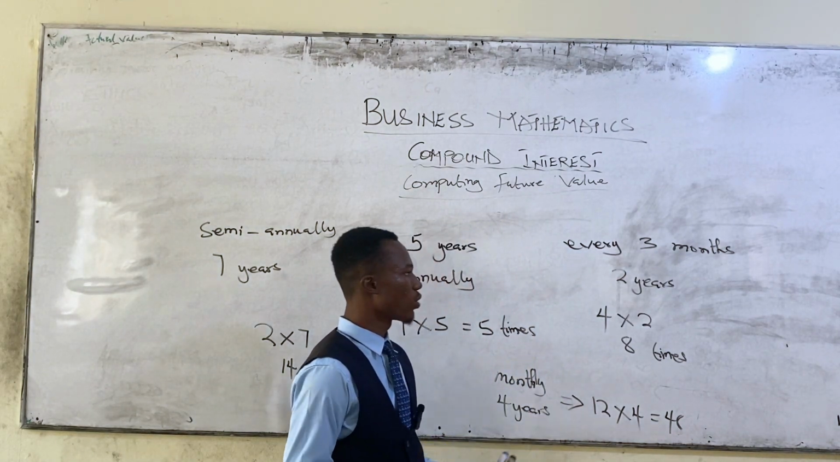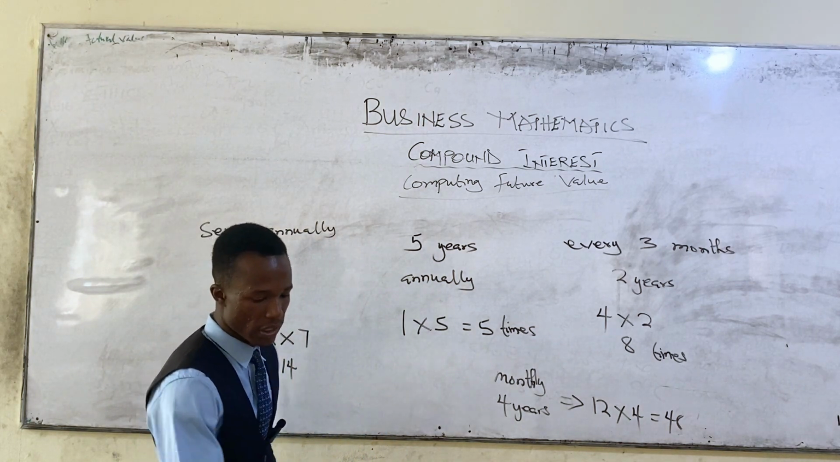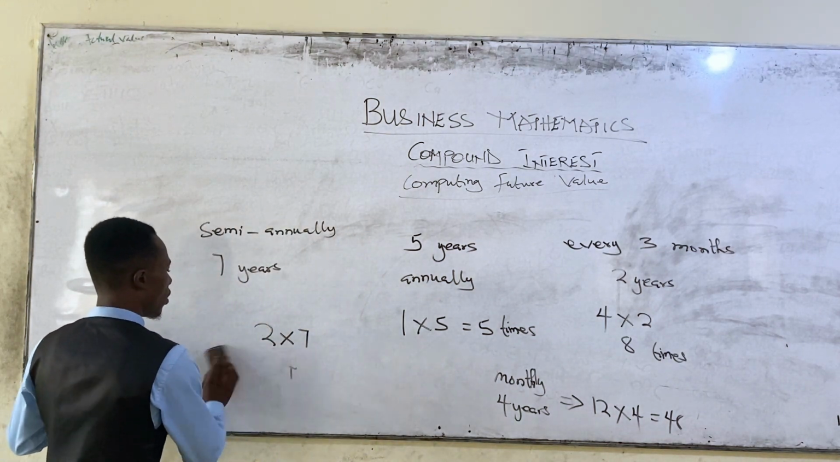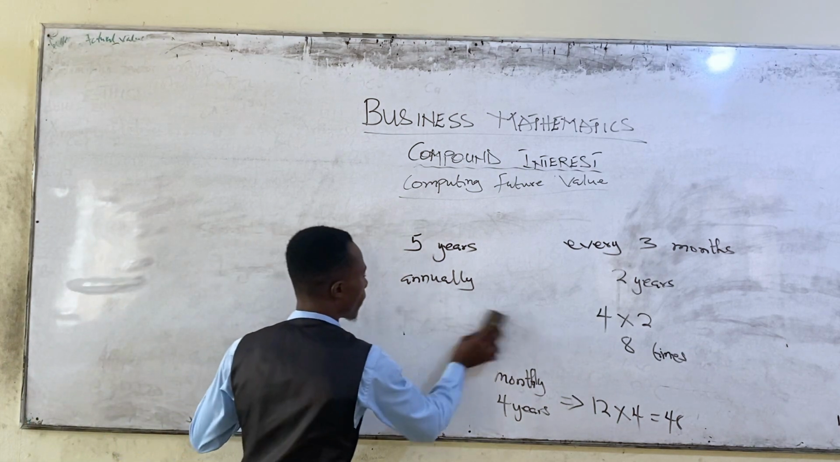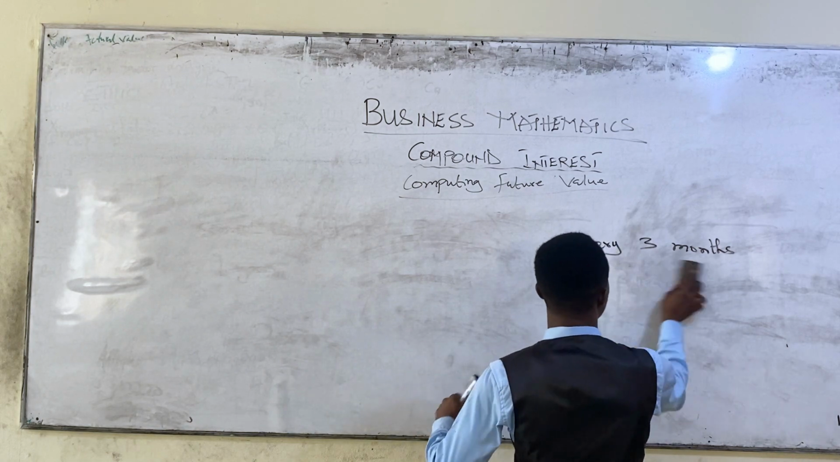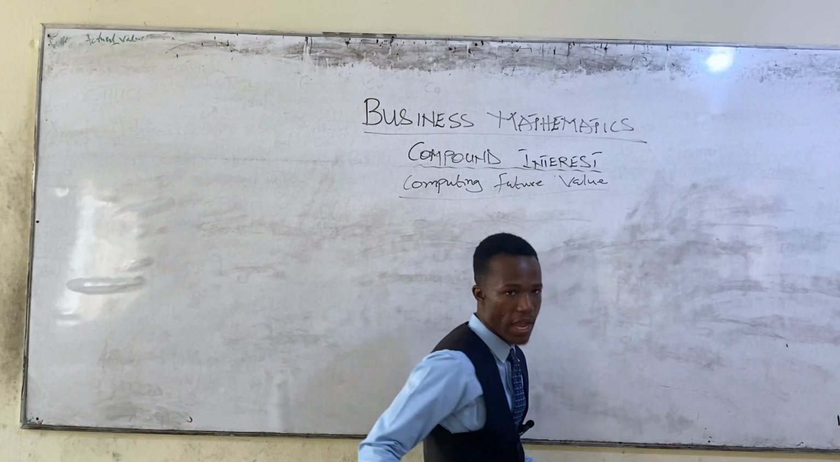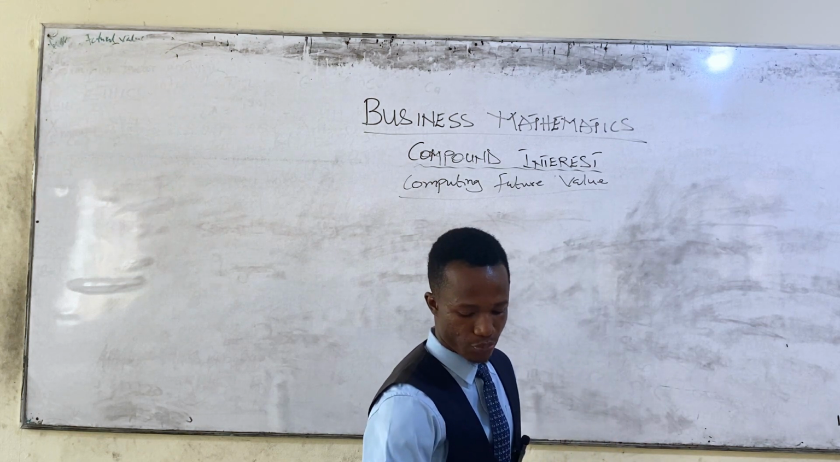Okay, now let's look at how to also calculate periodic rates. Okay, let's look at some of the questions on how to calculate periodic rates. Then we will combine the two and look at how to calculate them under compound interest. Okay, and that will be all.